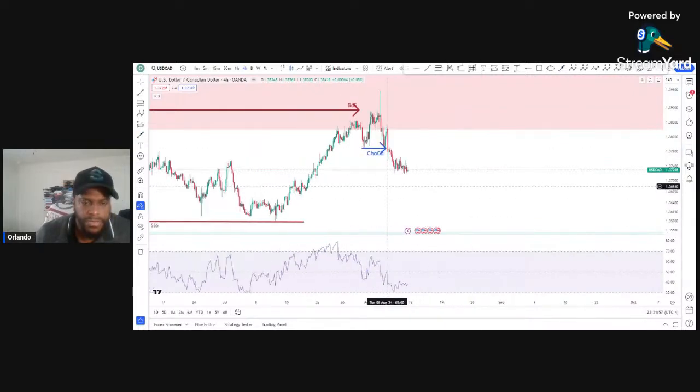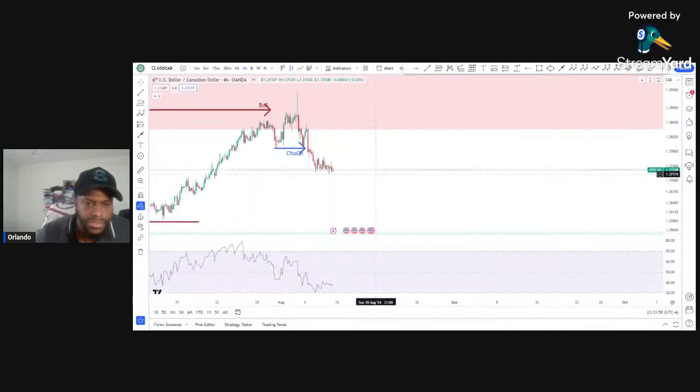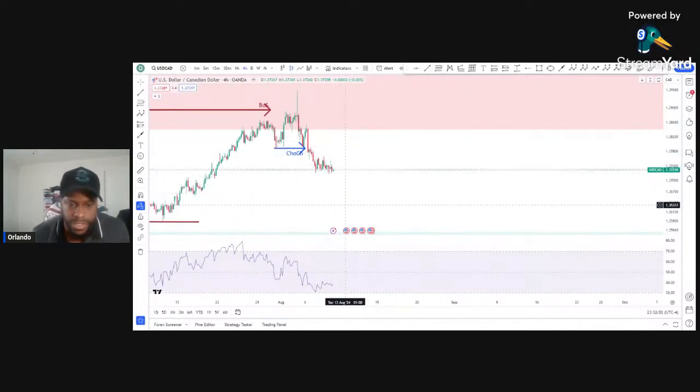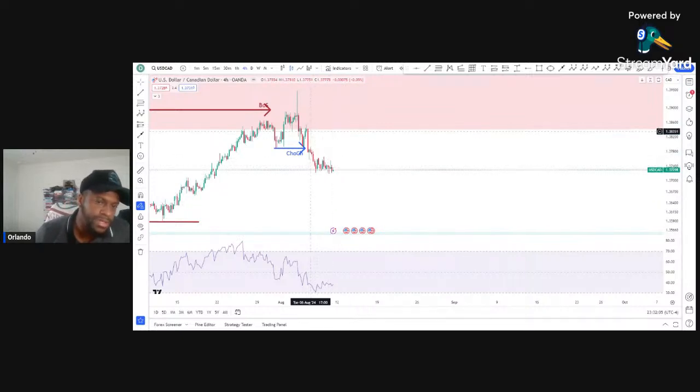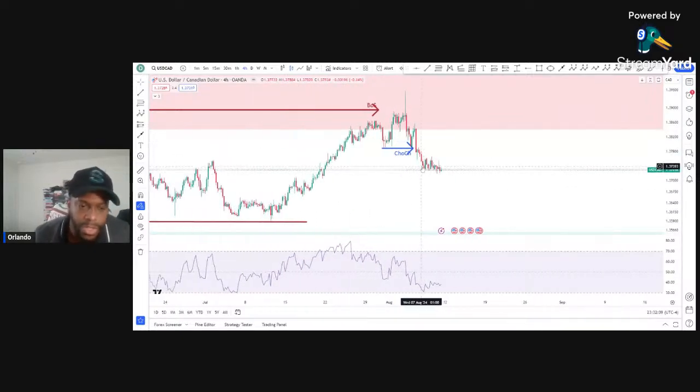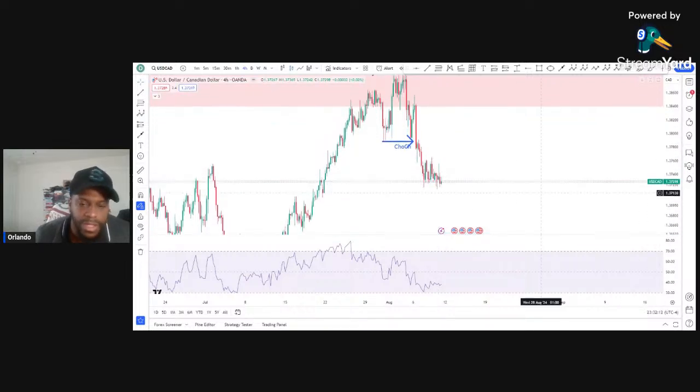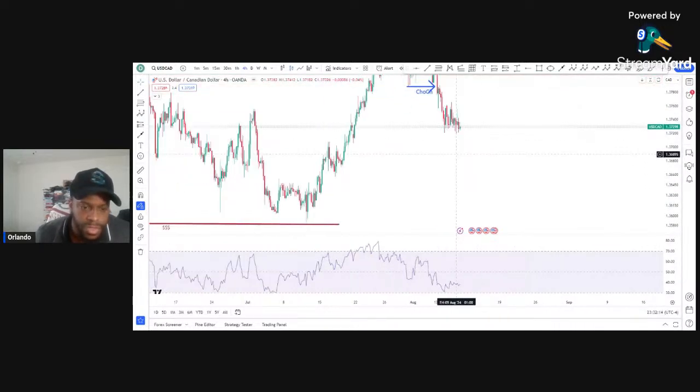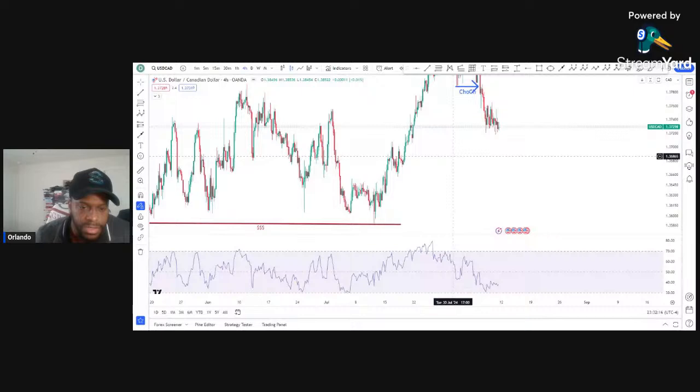Alright, so now we get to see if price is going to consolidate, which is redistribute, and then continue to push down, or is it going to pull back and then probably give us a selling opportunity? We don't know until the market opens up.